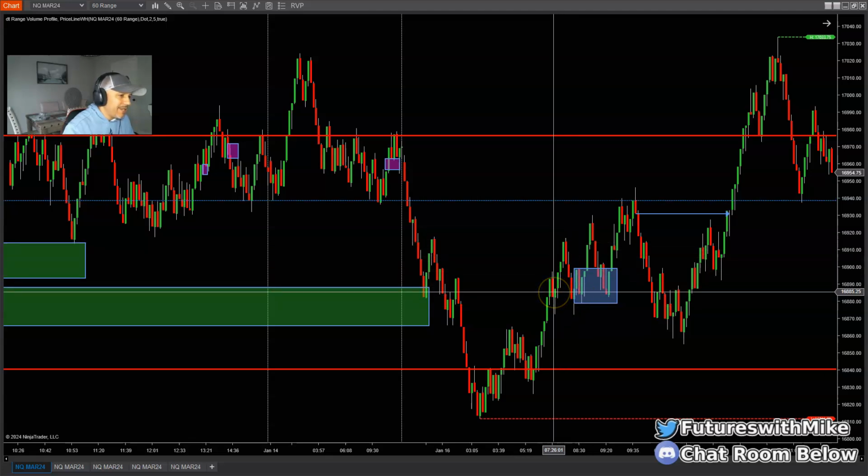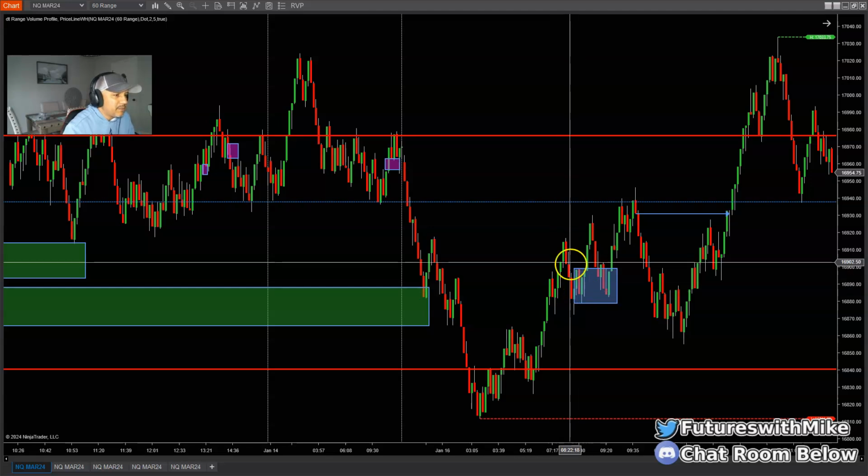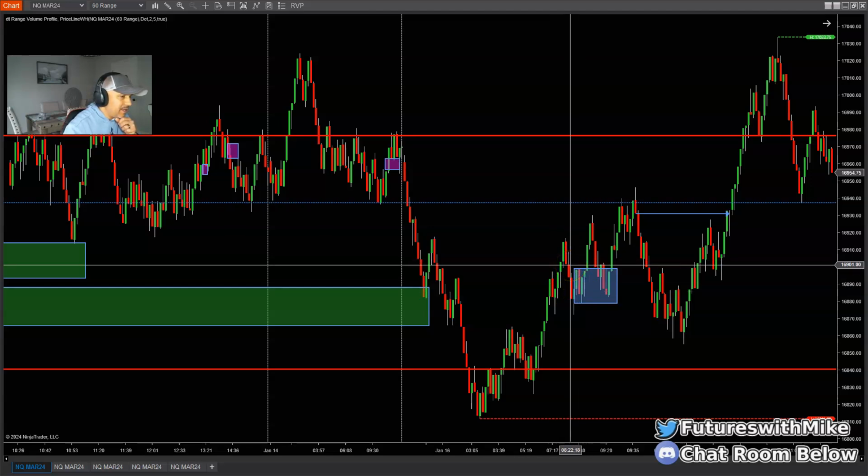Pulls back to this area right here. Is this demand? Yes. Where can you take it back up to? Back up to this area here at 901.